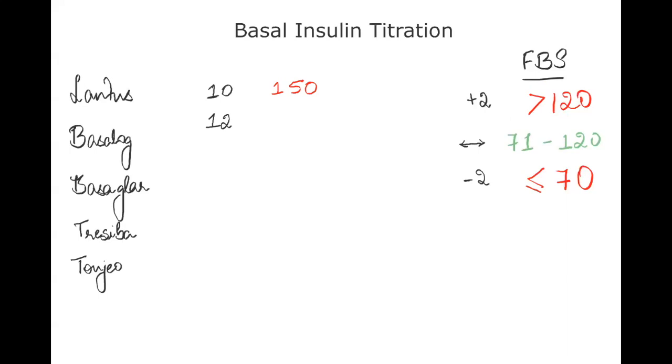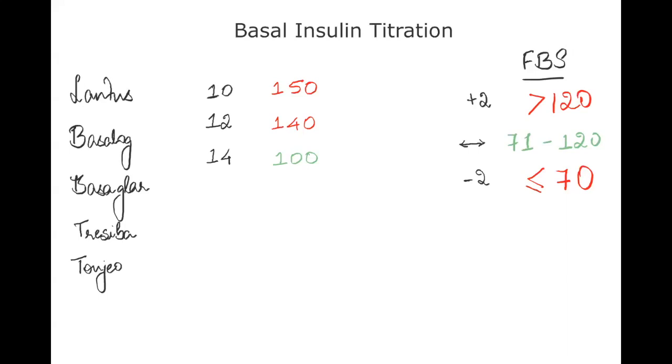So we check the sugar again after another 2 to 3 days, and what we see is the fasting blood sugar is 140. Is this normal? Unfortunately, not yet. So what do we do again? We add another 2 units to the current insulin dose. So the 12 units becomes 14 units. After 3 days, check your sugars again, and what you see is a fasting blood sugar of 100. So what are you going to do now?